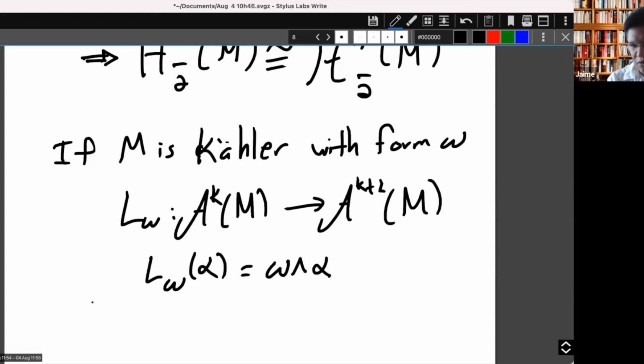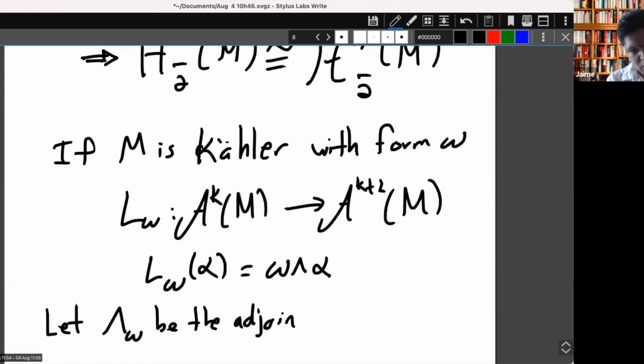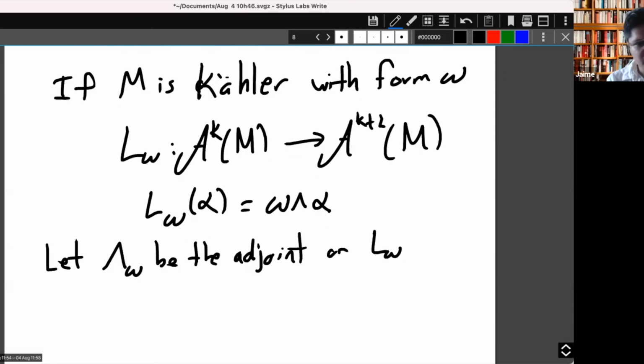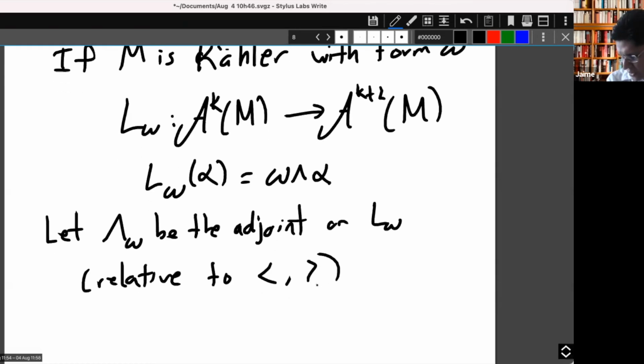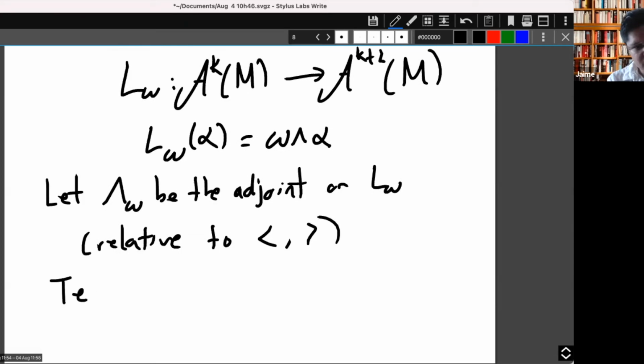So as an operator, it should have an adjoint. So let this here be the adjoint of L. I mean, adjoint with respect to the inner product. And then an important theorem we have is called the Kähler Identities.